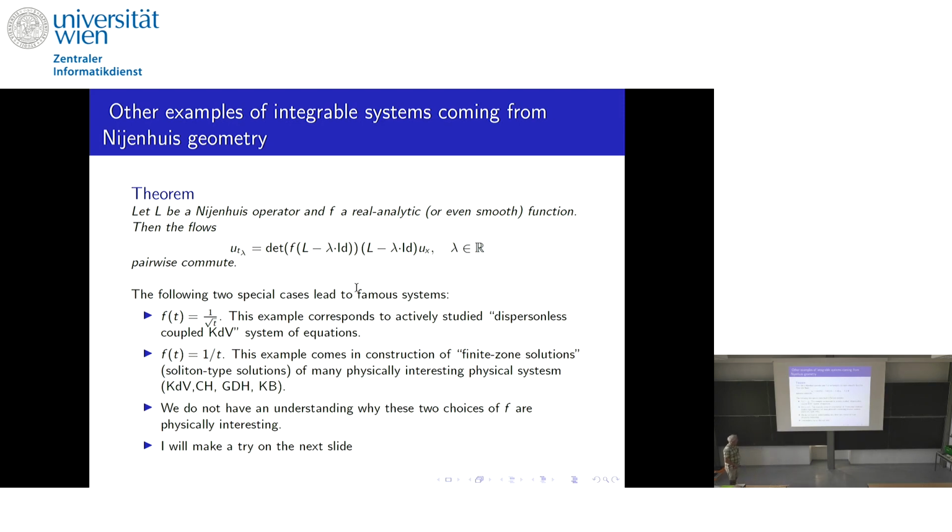I don't have an understanding of why these two choices. One can choose f arbitrarily, but the ones we do choose are physically interesting, maybe because nobody studied other choices, maybe because there are other reasons. I will try to make some argument on the next slide.